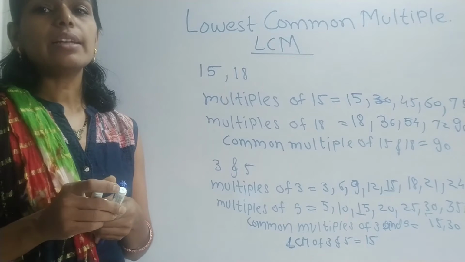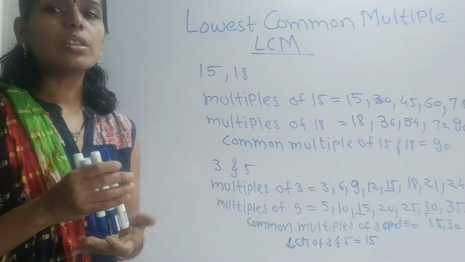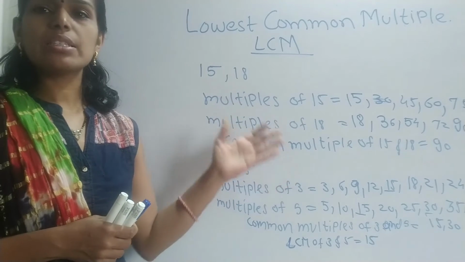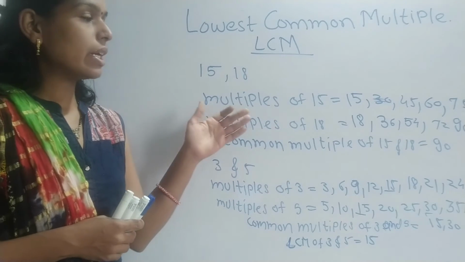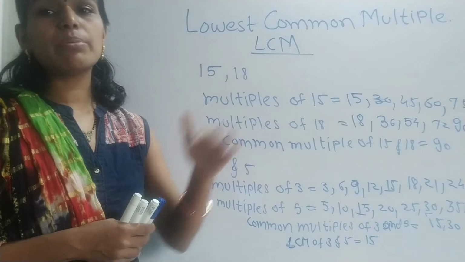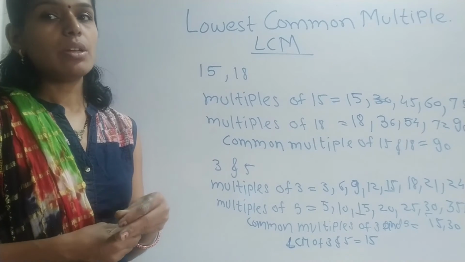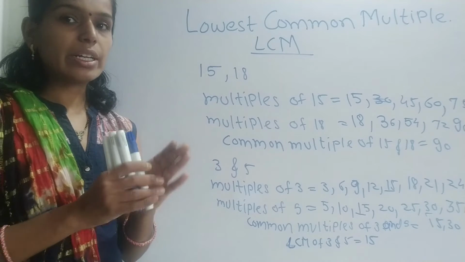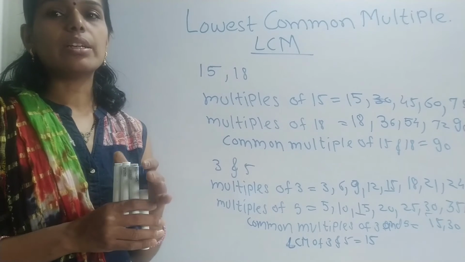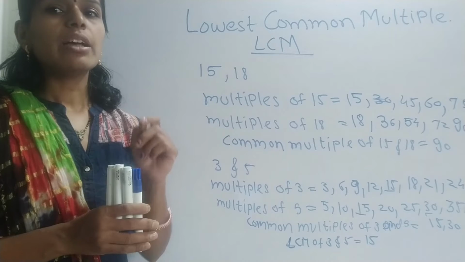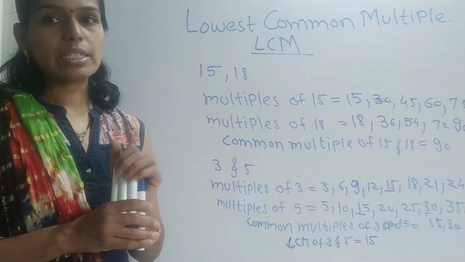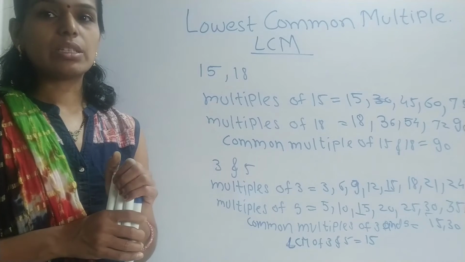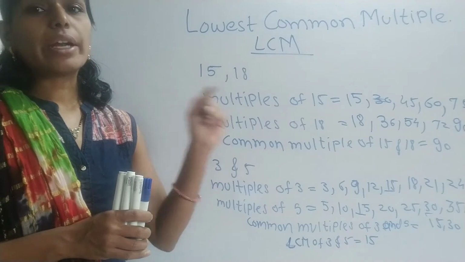If you understand, then we go ahead to learn the methods of finding the LCM. This is also a method of finding the LCM, but every time you have to write so many multiples to get the LCM. So what should we do? We can find the LCM by using some methods, and the two methods are: first, the prime factorization method, and second, the test of divisibility, that is the division method.